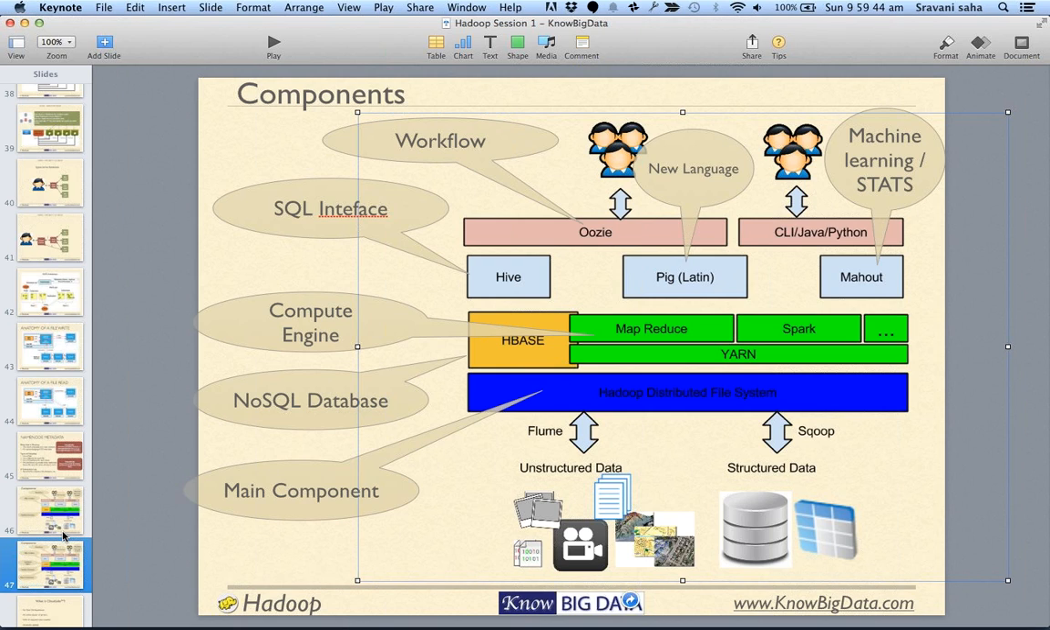Okay. Now there is something called HBase. HBase is a humongous database, as in if you have to store billion rows by billion columns, so probably HBase is one of the solutions. Alternatives to HBase are your Cassandra and MongoDB, CouchDB, and others.